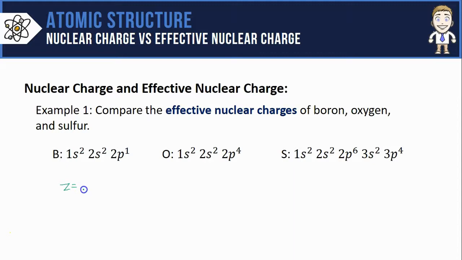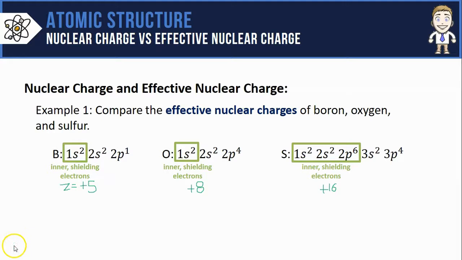And so we don't forget, let's label each of those nuclear charges beneath the configuration. Here's boron's plus 5, oxygen's plus 8, and sulfur's plus 16. So now I know how positive each nucleus is. Next, we need to figure out how much shielding takes place from the core electrons in each atom. I'm going to go ahead and label those inner shielding electrons on each configuration. Here's boron's, oxygen's, and here's sulfur's.